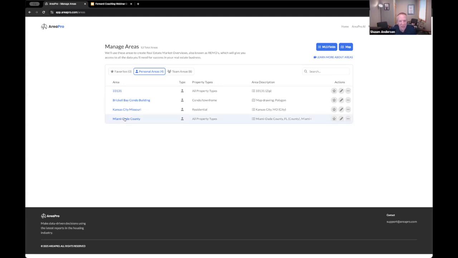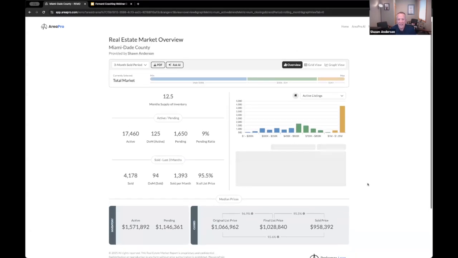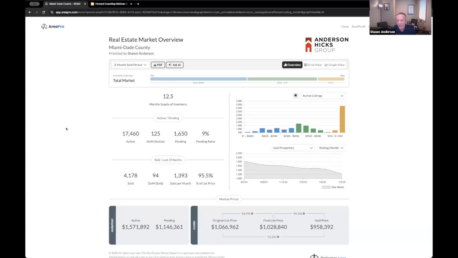And so if we jump into Miami-Dade County, this is what we're looking at in this market. In one click, it only took me 3 seconds to build the area, 1 second to pull it up. I can tell you, I could walk into, and I don't mean to brag, Debbie, a condo in Miami-Dade right now and have a conversation that would establish my expertise in their market.